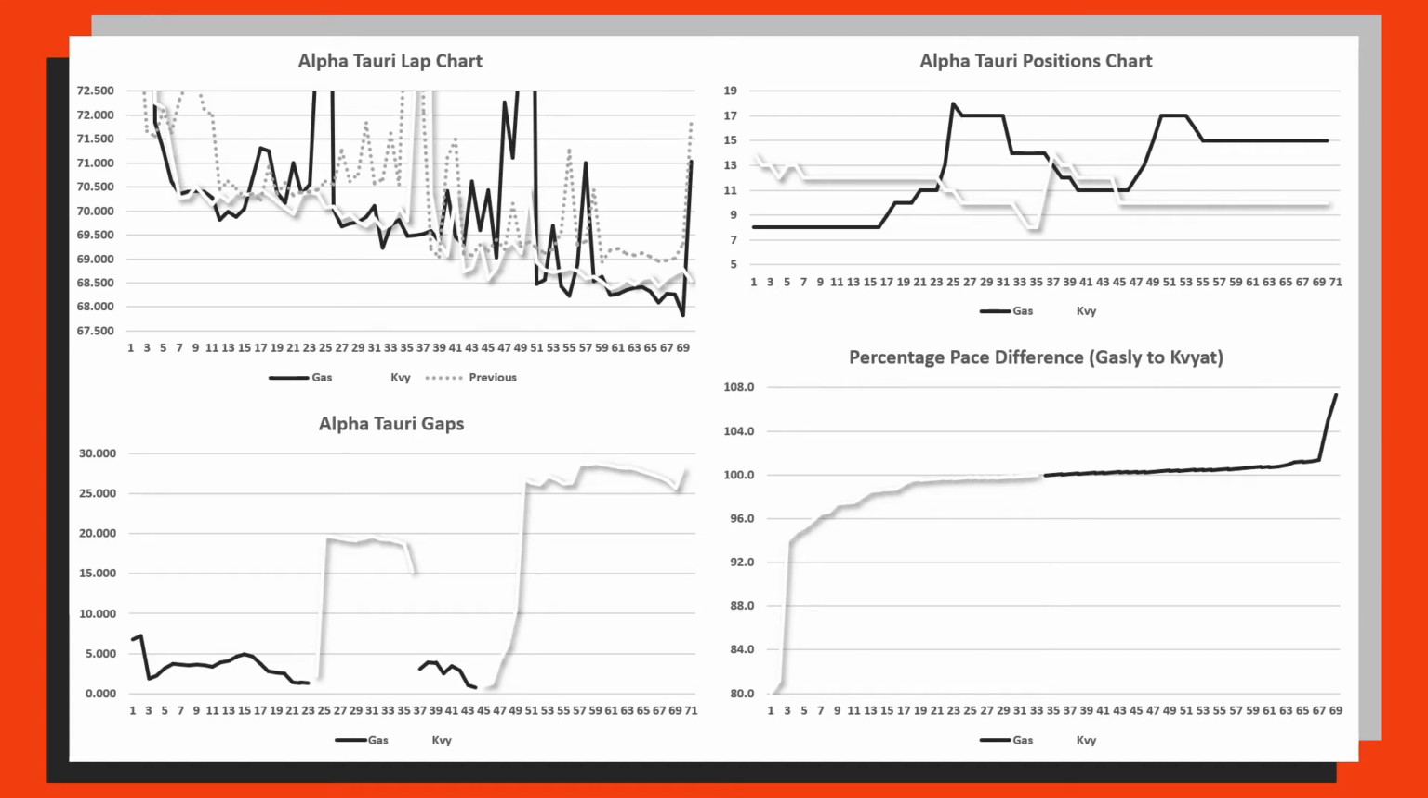Much the same as their 2019 car. However, splitting up their percentage pace difference graph down the middle, we can see that 47.1% of the laps where they raced together were in favour of Daniel Kvyat, compared to 52.9% in favour of Gasly.